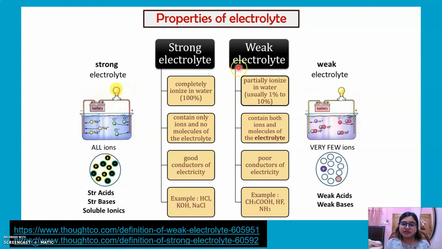Weak electrolyte is the other way around because it partially ionizes in water, usually 1 to 10% dissociation. Since it's a partial dissociation, it contains both ions and molecules of electrolyte, because only a very few molecules of electrolyte have been dissociated into ions. The rest are still remaining as molecules. So very few ions are present in the medium, therefore it is a poor conductor of electricity. Examples are weak acids and weak bases such as ethanoic acid, hydrofluoric acid, and also ammonia.